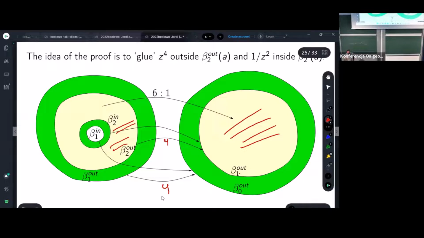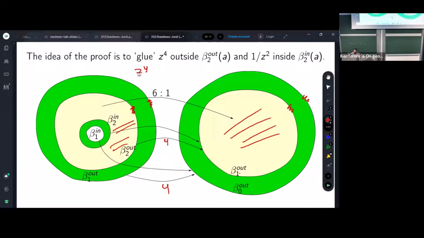And what happens? Outside, essentially, I'm being mapped out. So I had this curve here, which is mapped here. I have a curve which is a little bit more outside, which is mapped outside. So essentially, in the exterior part, I have something like a polynomial-like mapping, and I could simply do polynomial-like mapping surgery. I can simply glue z to the power of 4 outside. It's easy, it's usual surgery.